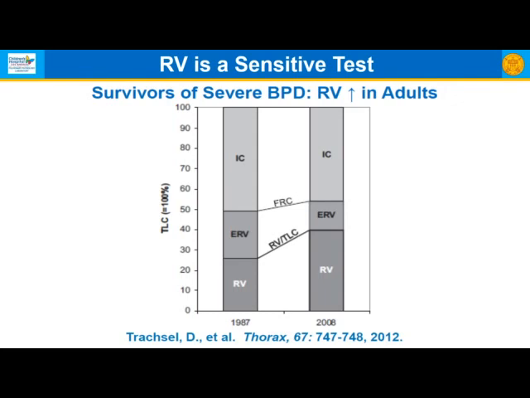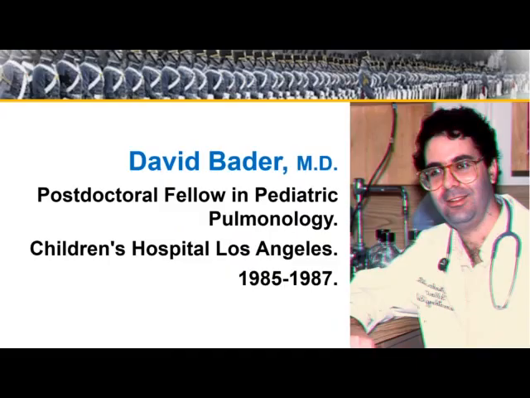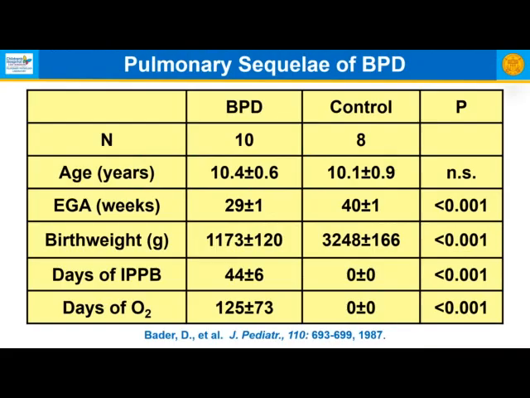This particular study showed that survivors of severe BPD had an increased residual volume as adults. David Botter, who was a pulmonary fellow here at Children's Hospital Los Angeles, 85 to 87, did a study looking at children age 10 who had had BPD as infants. And you can see that their estimated gestational age by design was different, as was birth date, and days on assisted ventilation or oxygen. Obviously, the controls did not have that.